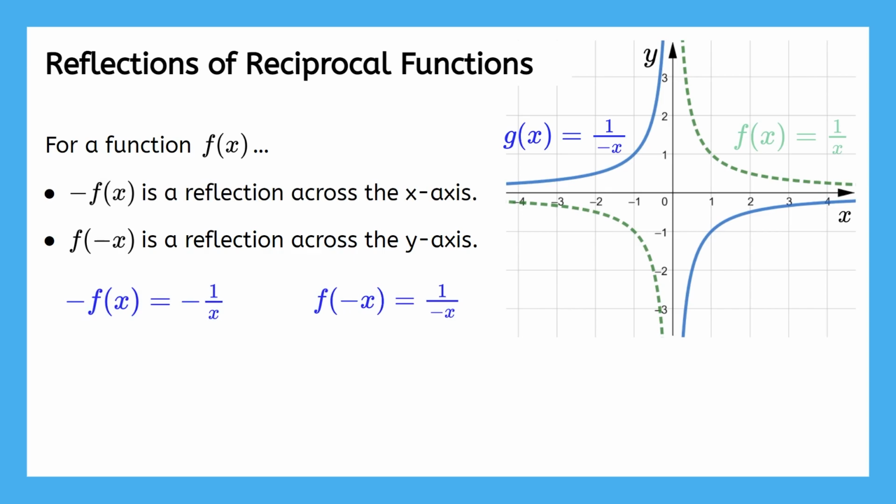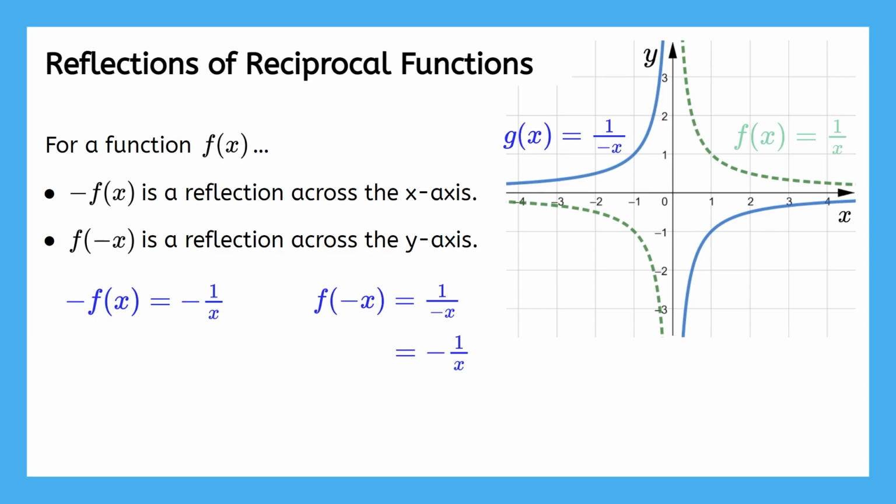It doesn't matter whether a negative sign is attached to the numerator or denominator of a fraction. That's just the same as having a negative sign in front of the fraction. So these reflections give us the same equation. That's why the graphs end up in the same place.